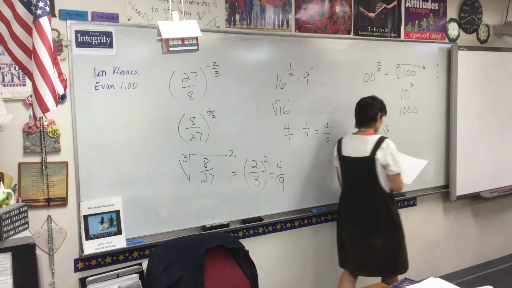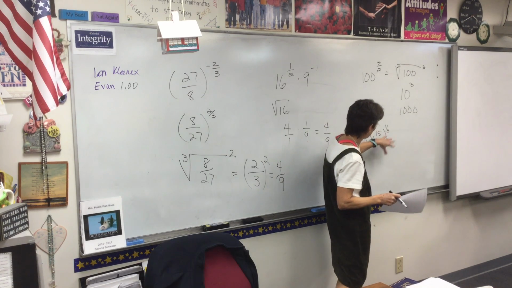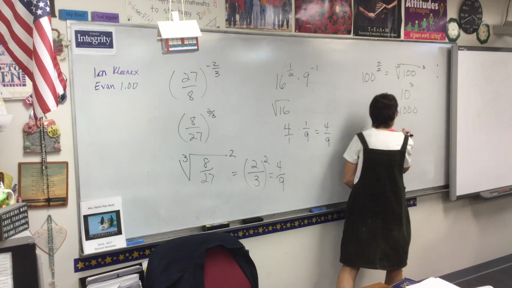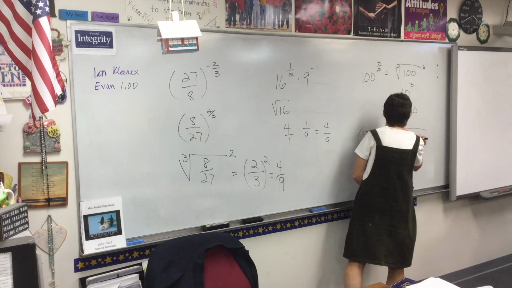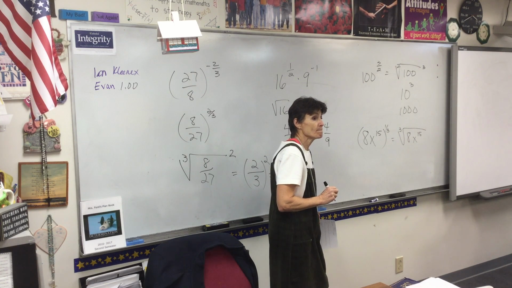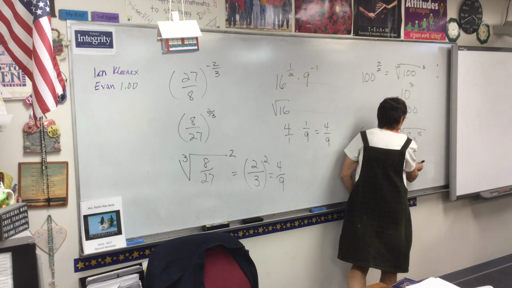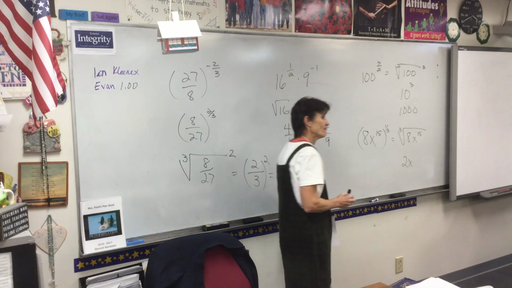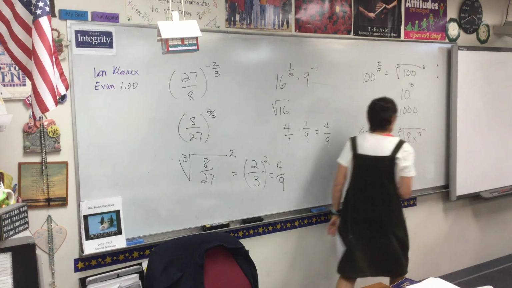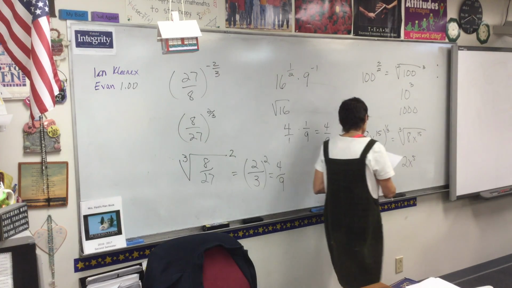Now, this problem's different than the first one, because this time the whole thing has the exponent. So the whole thing is going to be under the radical. The cube root of 8 is 2. And how many x's if I split 15 up into 3 groups? That's right, x to the 5th. You are perfect. 2x to the 5th. Nicely done.